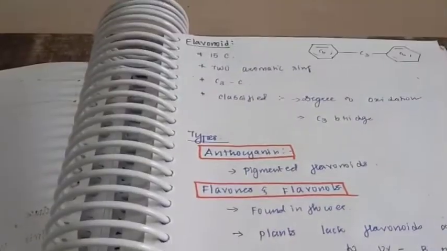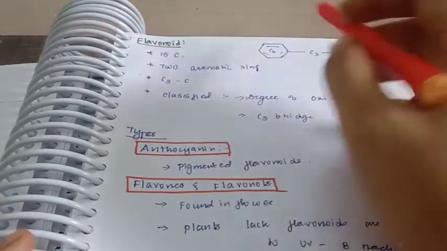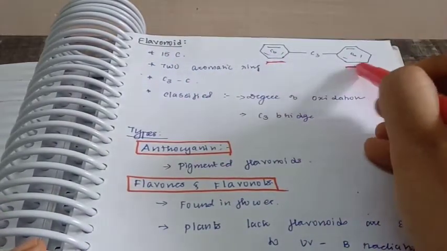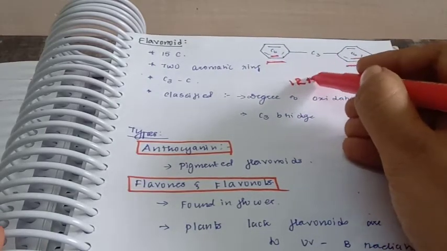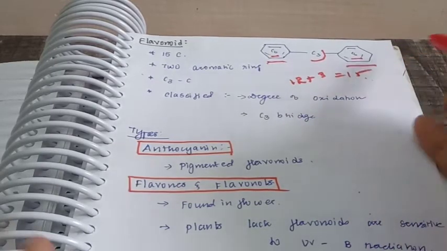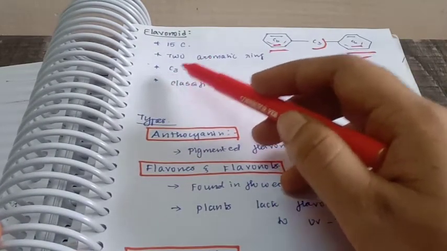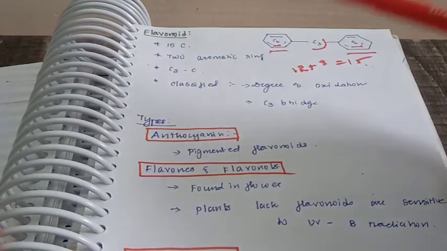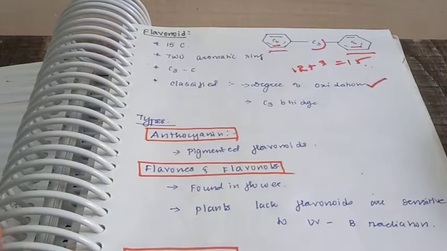Okay, so the next compound is flavonoid. Flavonoid is a type of phenolic compound, and it is a 15 carbon compound. It is made up of two aromatic benzene rings, that is carbon 6 and carbon 6, so totally 12 carbon, and it is linked by a C3 bridge. So 15. So it is a 15 carbon compound. Okay, the bridge is formed by 3 carbon, and these flavonoids are classified into flavonoids and isoflavonoids based on the degree of oxidation and the carbon 3 bridge.